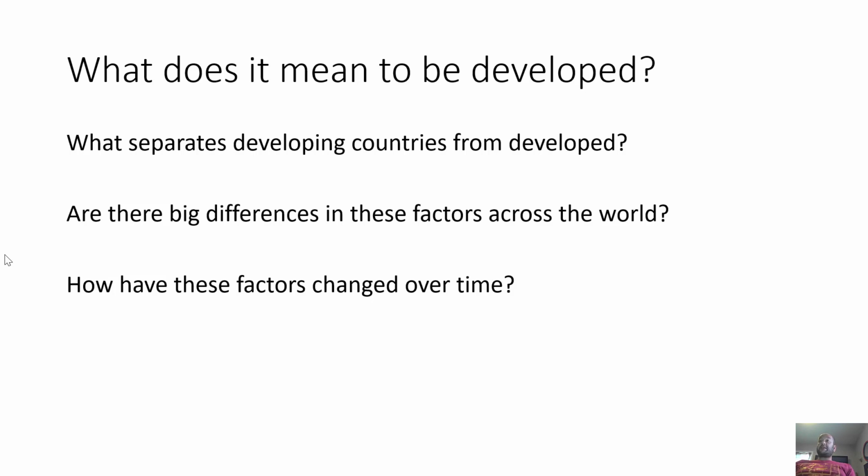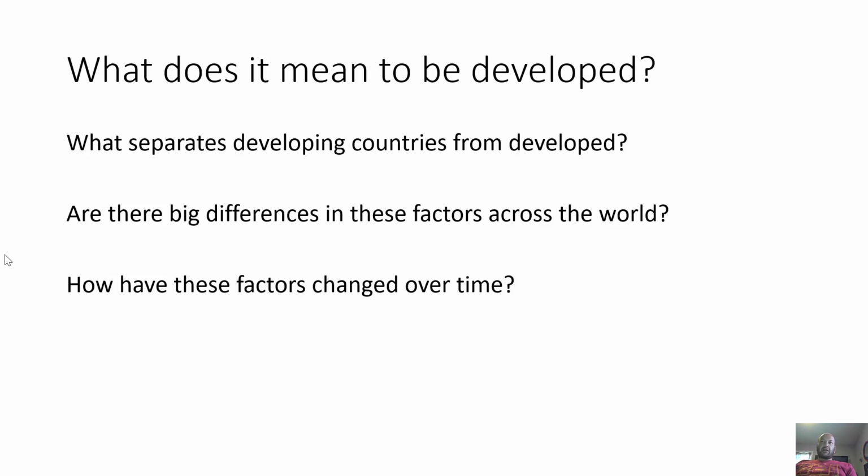Some of the questions that we're going to consider in this section are what separates developing countries from developed. And it's not a clear line of demarcation. There's a lot of fuzziness right on the edge. There are some developed countries, including the US, where people have very similar living conditions to those in developing countries. And there are certainly people in developing countries that have living conditions on par with the wealthiest people in developed countries. So it's a nuanced question. We want to make sure that we're not painting with too broad a brush and saying this is a developing country, this is a developed country.